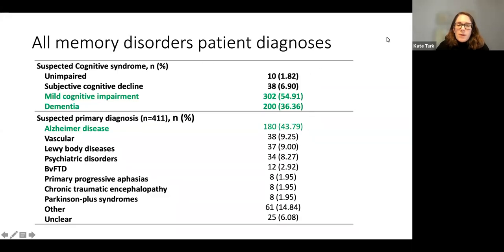So looking at all of our memory disorders clinic patients, what percentage of them had certain syndromic diagnoses? More than half of them ended up getting a diagnosis prior to amyloid PET of mild cognitive impairment. Dementia was the second most common category at nearly 40%. And within those suspected syndromes, Alzheimer's disease was by far the most suspected primary diagnosis, followed by this list of other possible diagnoses.